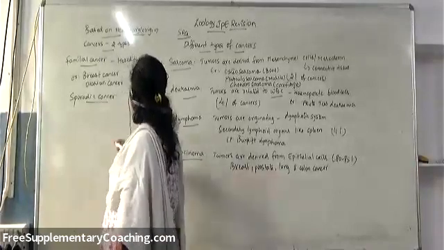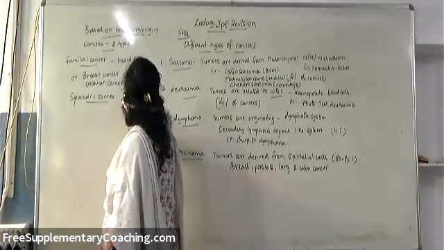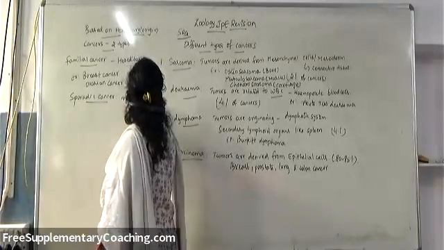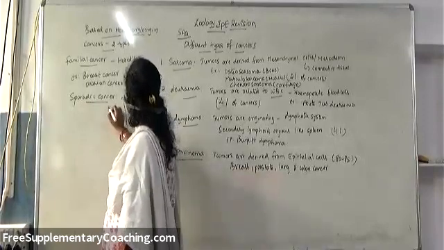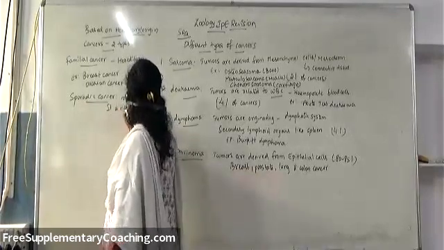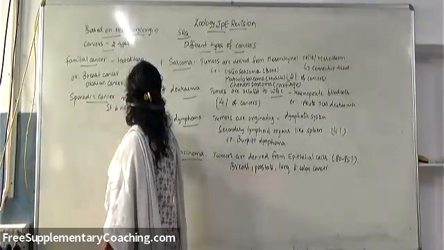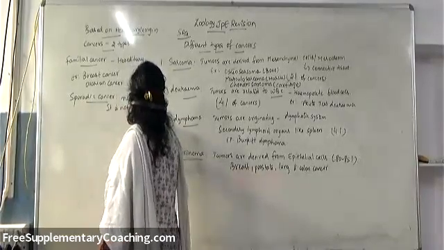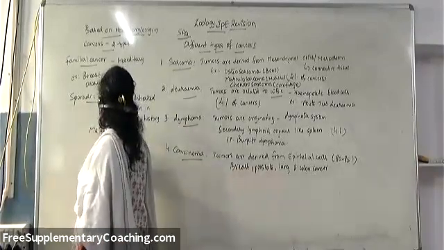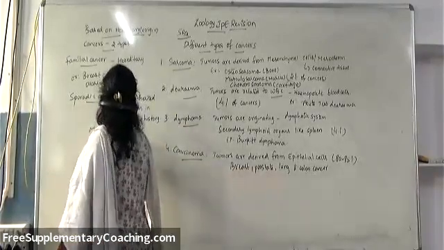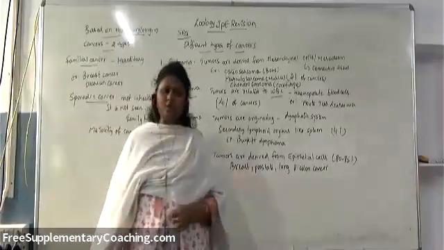Whereas sporadic cancer is non-hereditary, it is not inherited from generation to generation. So it is not seen in the family history. Such kind of diseases are not seen in the family history. And the majority of cancers come under sporadic cancer. That means they won't be passed from generation to generation.